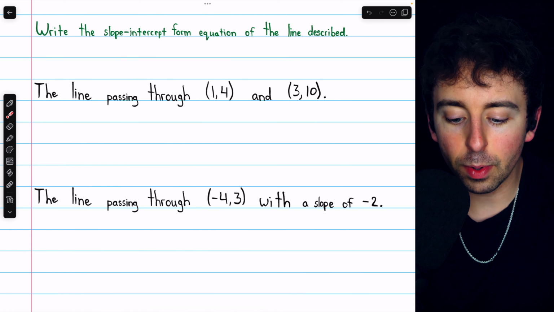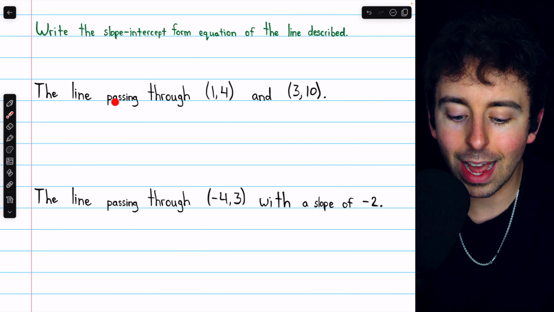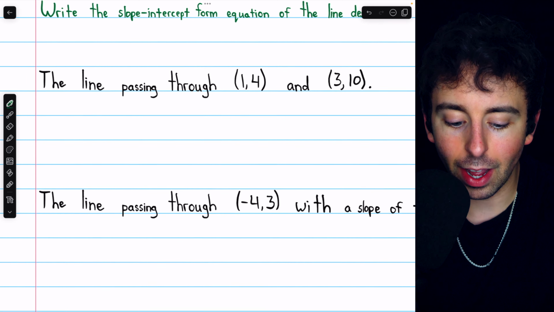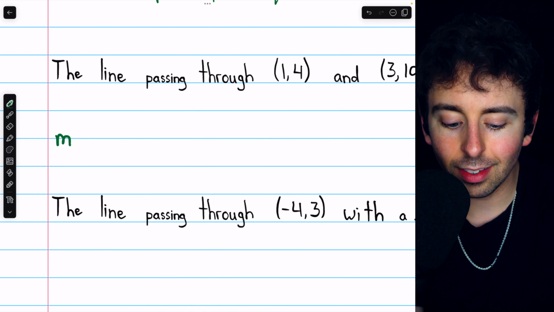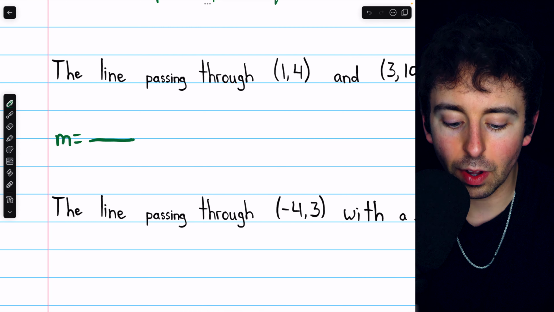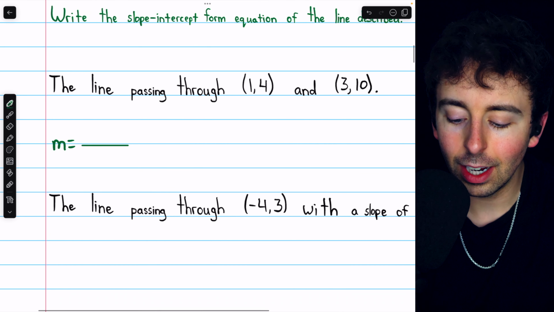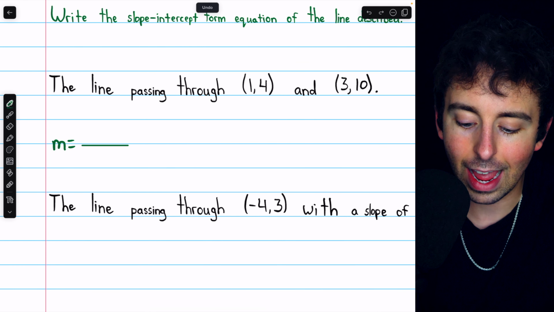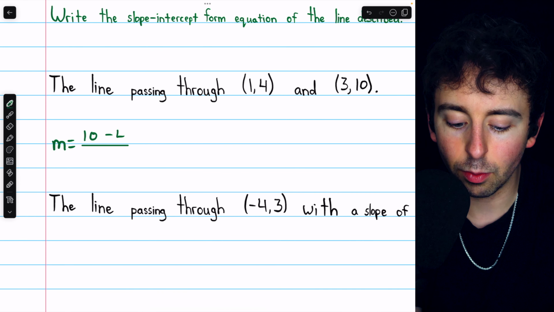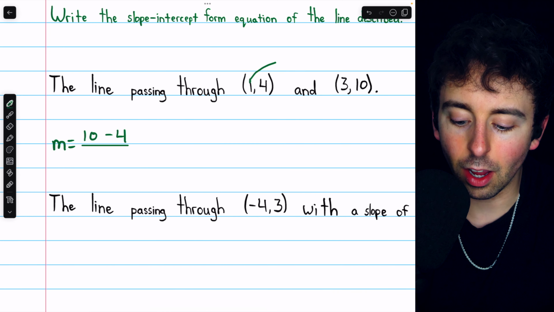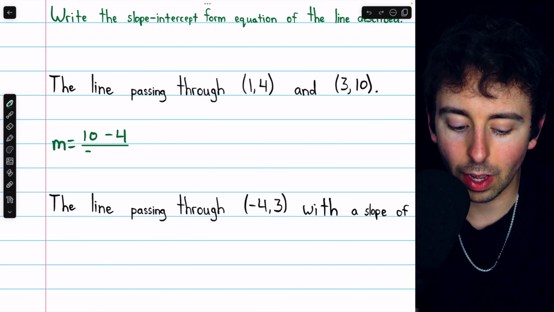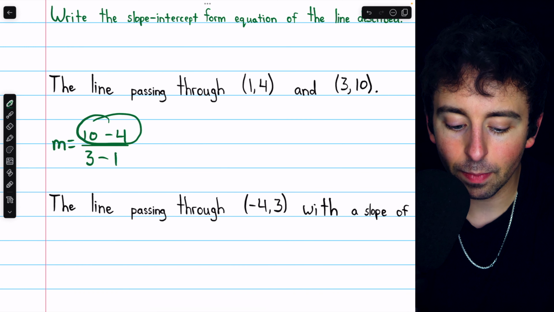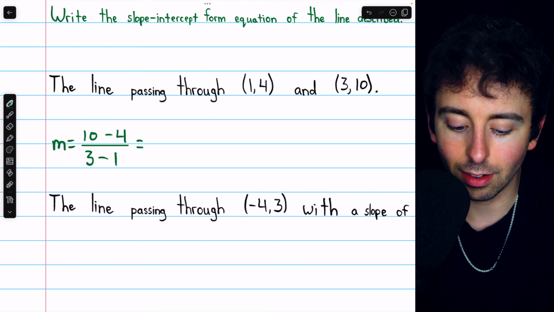We want to write the slope-intercept form equation of the line passing through these 2 points. In order to do that, we begin by finding the slope, m. The slope is just the change in y divided by the change in x. The change in y, we go from 4 to 10, so that's 10 minus 4. And as far as x goes, we go from 1 to 3, so divide by 3 minus 1. Again, slope is just the change in y divided by change in x, so that's where this is coming from.